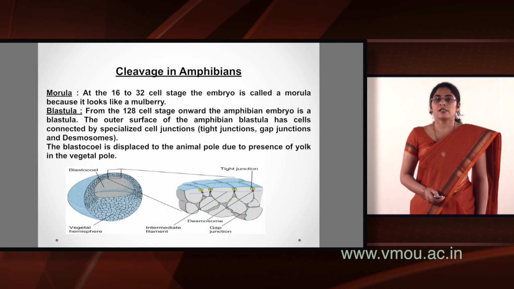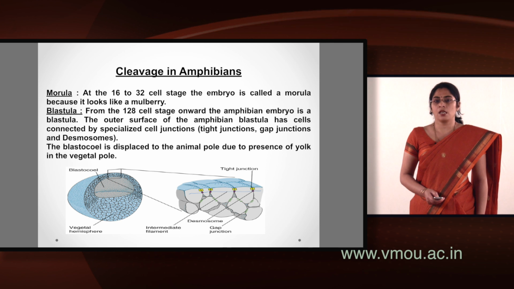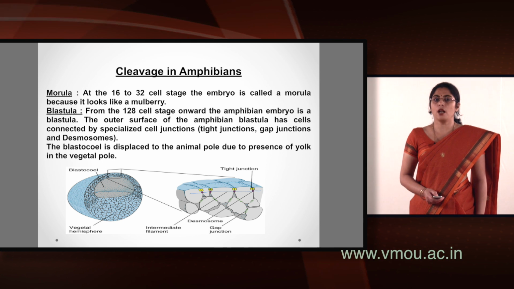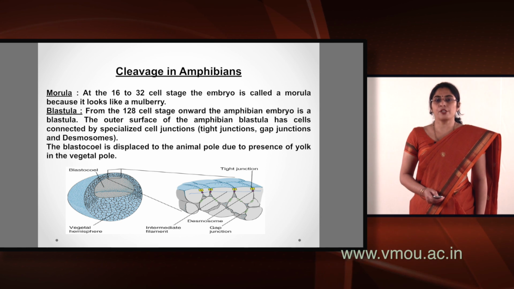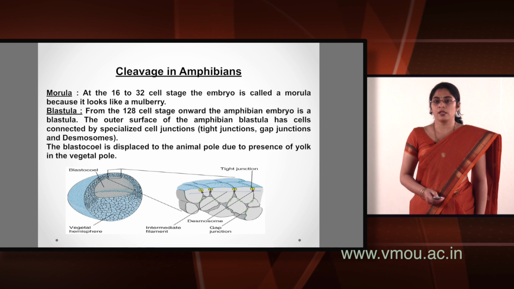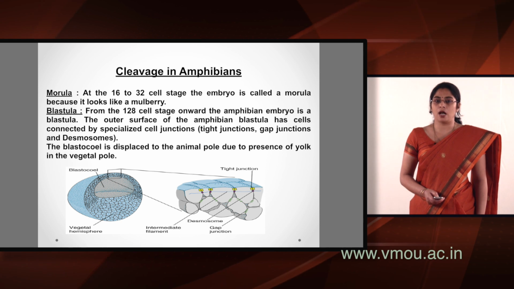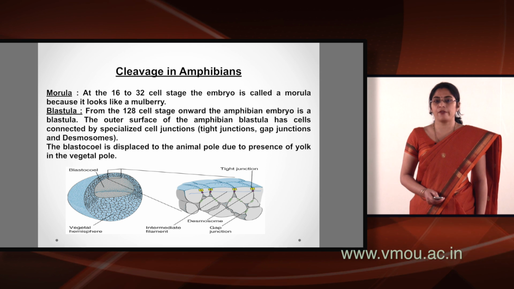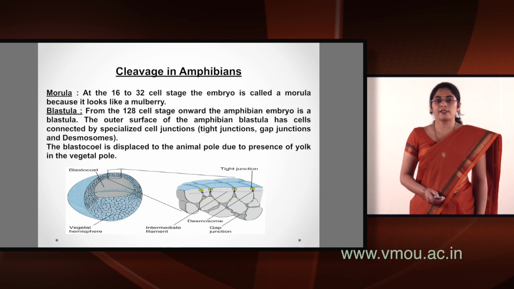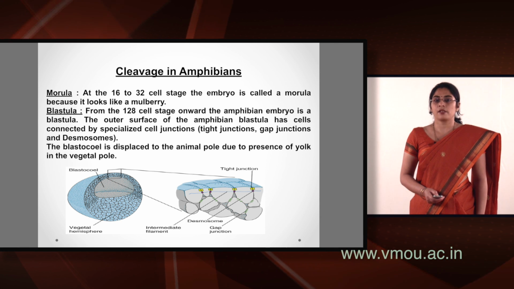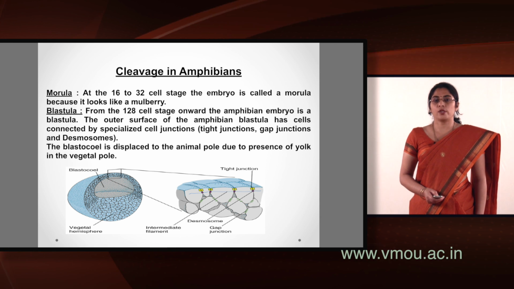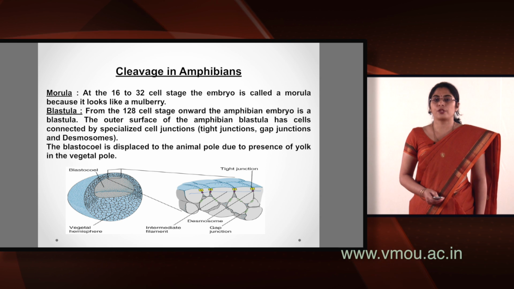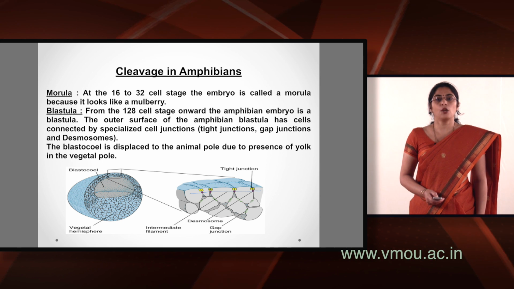Morula. At the 16 to 32 cell stage, the embryo is called a morula because it looks like a mulberry. Blastula. From the 128 cell stage onward, the amphibian embryo is a blastula. The outer surface of the amphibian blastula has cells connected by specialized cell junctions, for example, tight junctions, gap junctions and desmosomes. The blastocoel is displaced to the animal pole due to the presence of yolk in the vegetal pole.